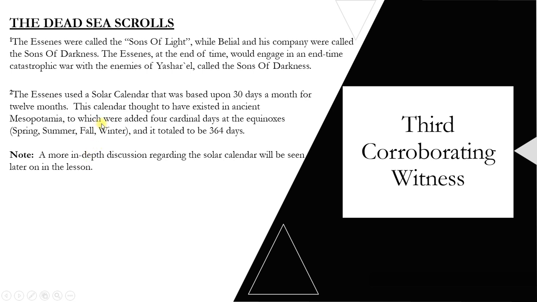The Essenes used a solar calendar that was based upon 30 days a month for 12 months. This calendar is thought to have existed in ancient Mesopotamia, to which were added 4 cardinal days, also called intercalary days, at the equinoxes, spring, summer, fall, winter, and it totaled 364 days.